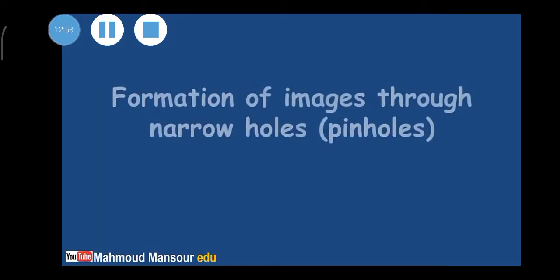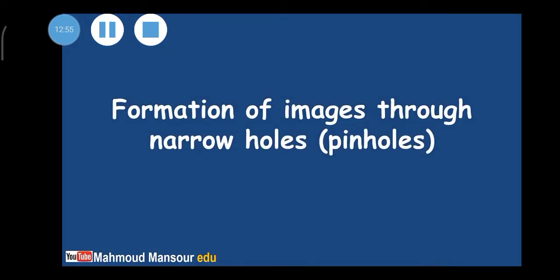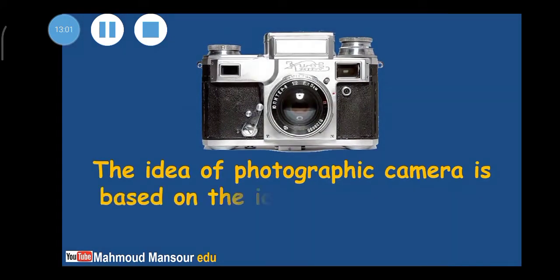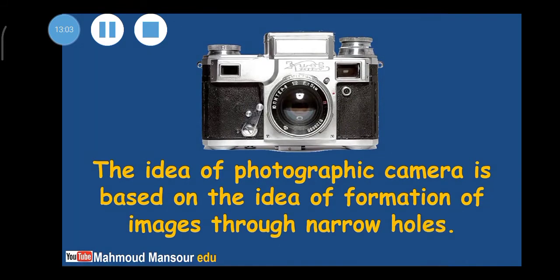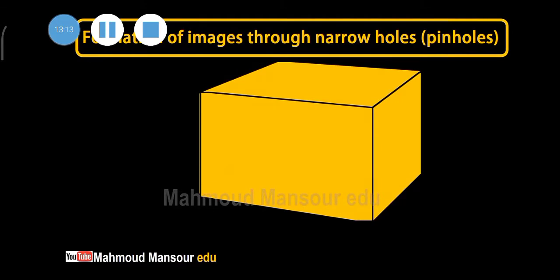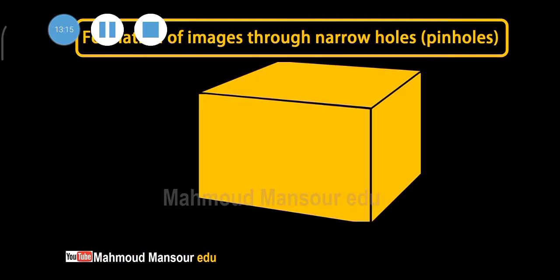Formation of images through narrow holes or pinholes. The idea of photographic camera is based on the idea of formation of images through narrow holes due to traveling of light in straight lines. This activity to prove that formation of images through narrow holes or pinholes is due to traveling of light in straight lines.